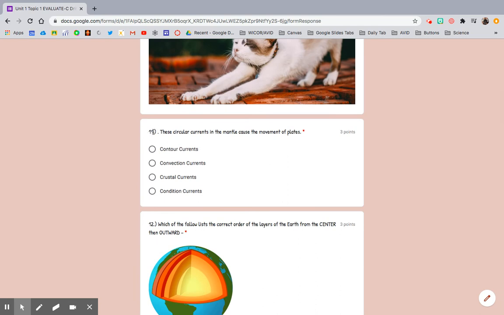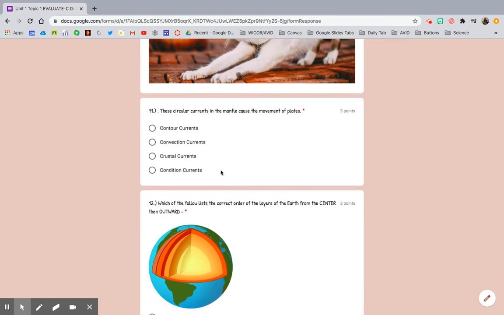Okay, number 11. These circular currents in the mantle cause the movement of the plates. Are those contour currents, convection currents, crustal currents, or condition currents that cause that movement in the plates? If you look at my mouse, this kind of circular movement is what I'm talking about.